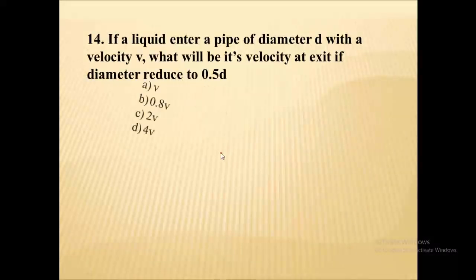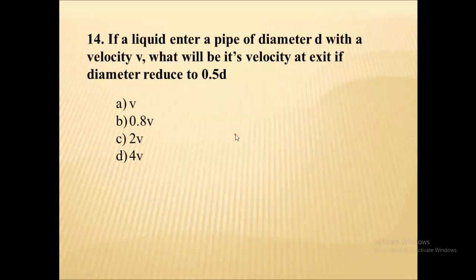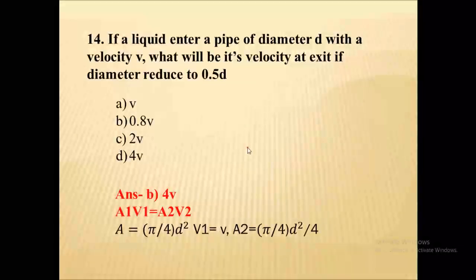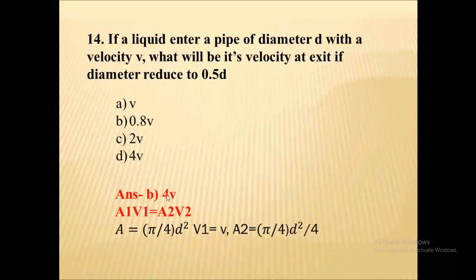If a liquid enter a pipe of diameter d with a velocity v, what will be its velocity at exit if the diameter reduced to 0.5 d? Means its diameter will be half. Now here, by applying the continuity equation, that is A1 V1 is equal to A2 V2. Let us say A1 V1 be the initial parameters. So area will be initially pi by 4 d square, and V1 will be the V, and at the exit the velocities will be A2 V2.